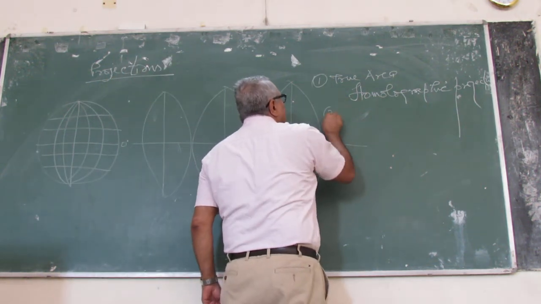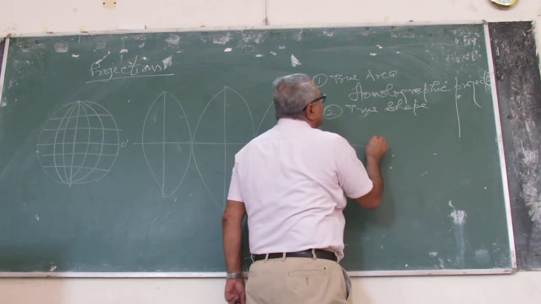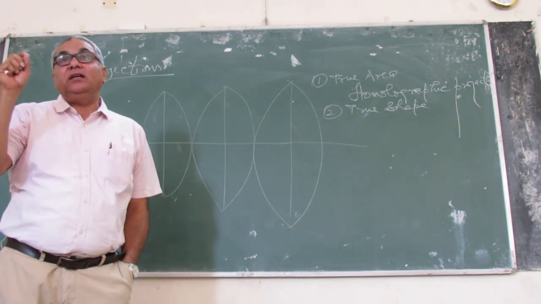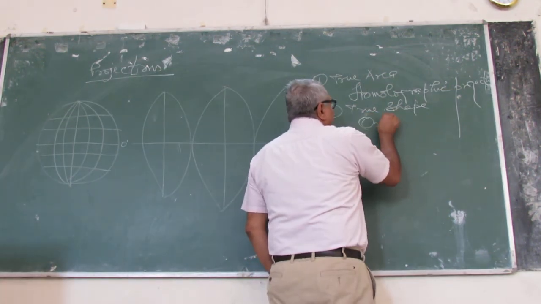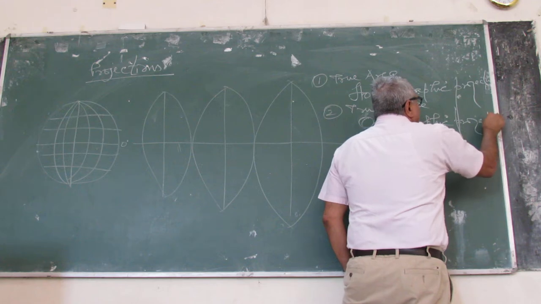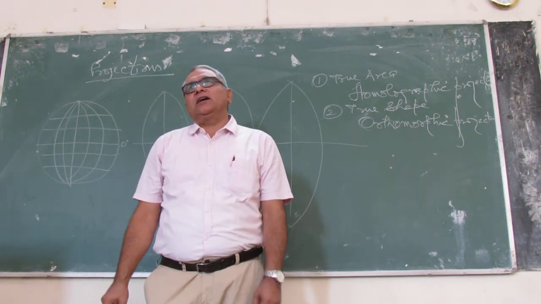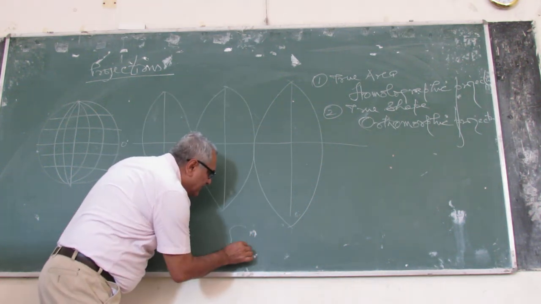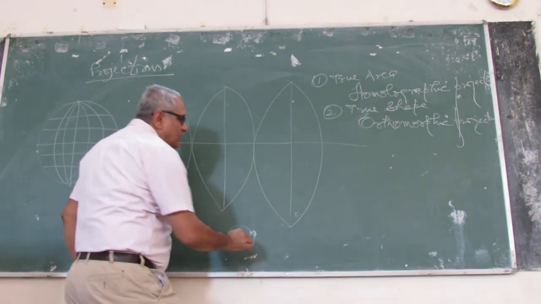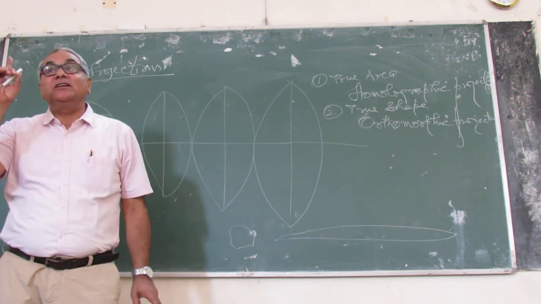Second is true shape, that is called orthomorphic projection. Orthomorphic projection means true shape. If you see Antarctica, it is in the shape of a circle, a small circle. But if you see Antarctica on the whole map, it looks like this. It is not like this. So that projection is not giving the true shape.